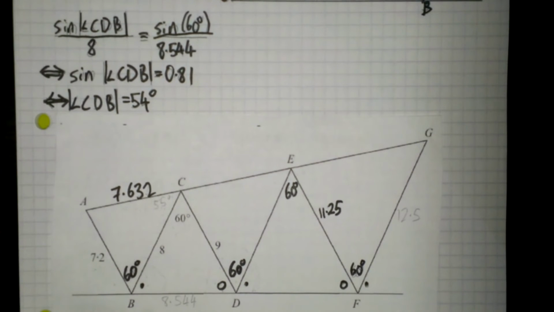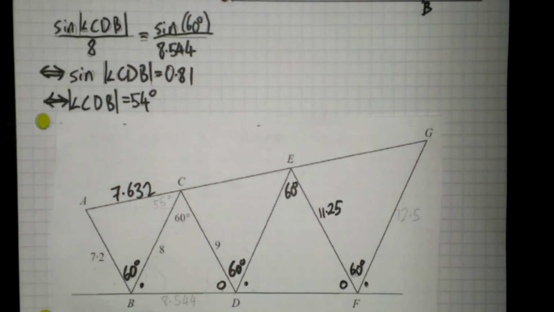In order to get my next bit of information, I'm going to have to take a bit of a roundabout route to find this angle here, the one I've marked with the circle. I know that sine of this angle divided by 8 is equal to sine of this angle divided by this length here, which is 8.544 that you worked out in part B, or was it part C?